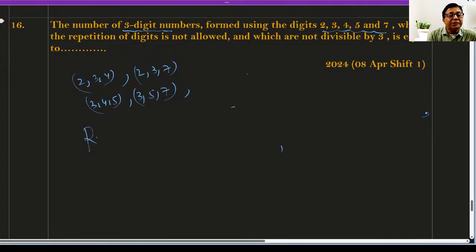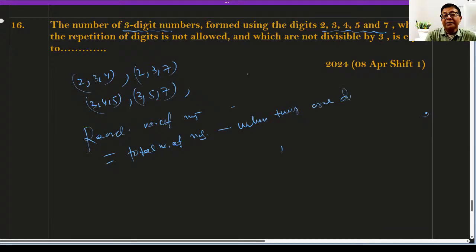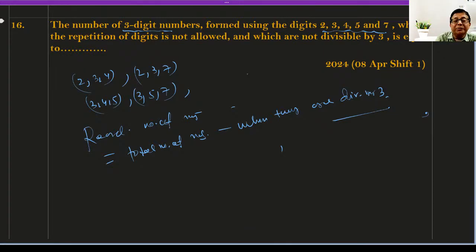So the required number will be what? 60 minus 24. Required number of numbers will be not divisible. They asked not divisible. Then from the total number of numbers minus the divisible by 3 numbers. Total number of numbers, how many? 60.